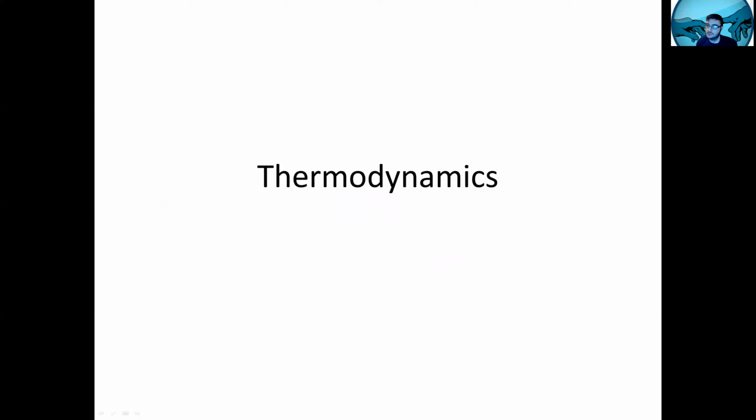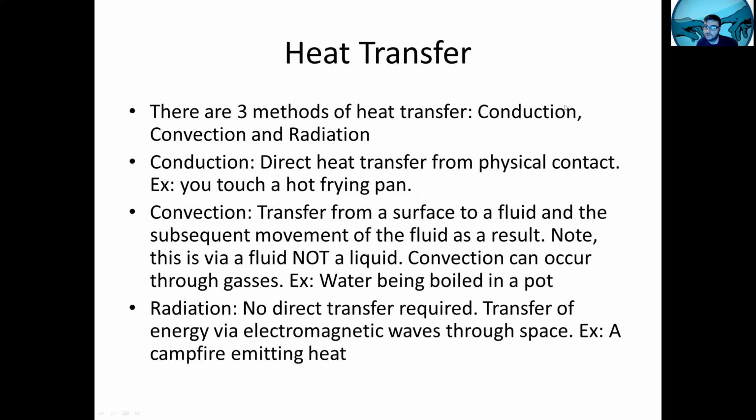Okay, now let's move on to thermodynamics. First, we're going to start off with heat transfer. So there are 3 methods of heat transfer. I think this is the most important part of thermodynamics for the MCAT that you really have to know. Conduction, convection, and radiation. Conduction is direct heat transfer from physical contact. Example, you touch a hot frying pan. The heat goes from the frying pan directly into your skin, right, by direct contact.